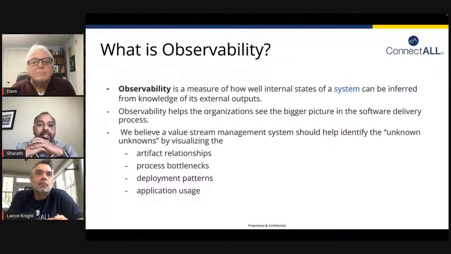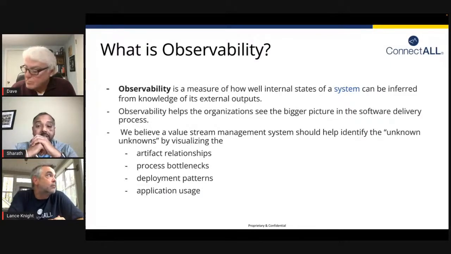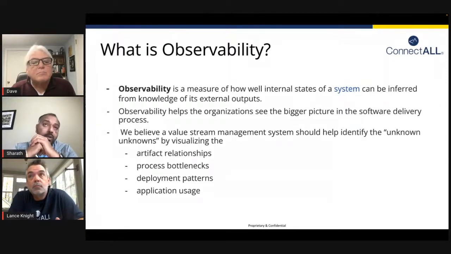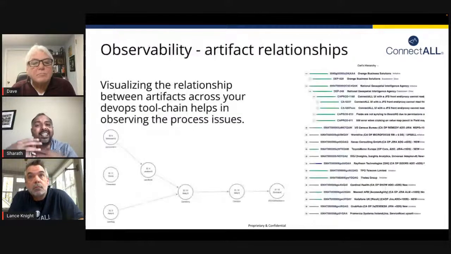And we believe at ConnectALL that a value stream management system should identify the unknown unknowns by visualizing the artifact relationships, process bottlenecks, deployment patterns, and the usage of your applications, right? Let's take a deeper dive into what we mean by observability in value stream management, right?